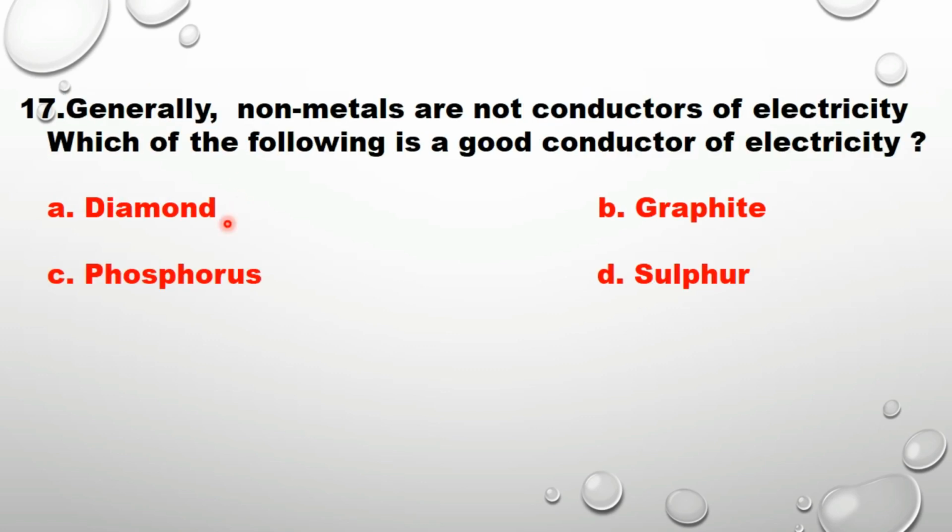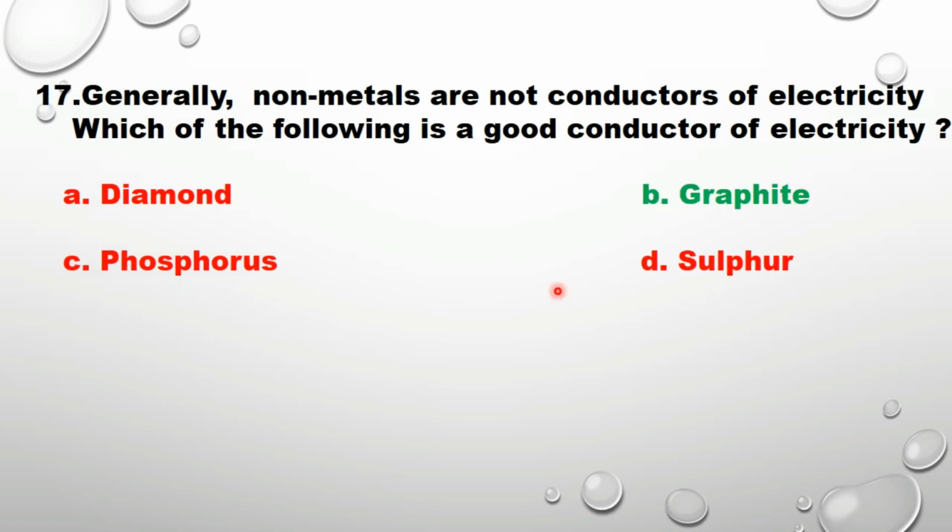17th question. Generally, non-metals are not good conductors of electricity. Which of the following is a good conductor of electricity? Option A diamond, B graphite, C phosphorus, D sulphur. And the answer is option B graphite. Graphite is a non-metal even though it is a good conductor of electricity.